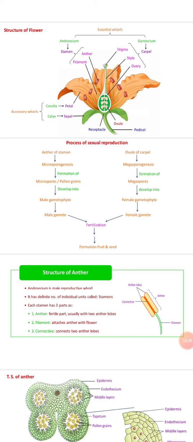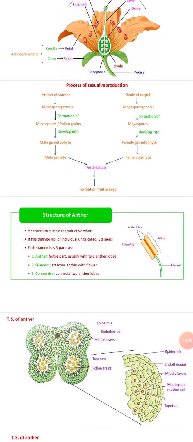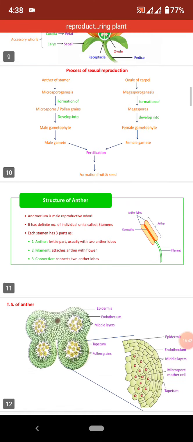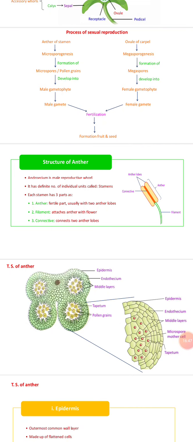From the androecium we get the pollen grain as the male gametophyte. From the gynoecium we get the female gametophyte in the form of the ovule. Then how exactly the process of sexual reproduction takes place in the plant, that's what we are going to see. As we have seen, the anther is the cap-like structure. If you observe the anther carefully, you must have seen its structure: the connective is present, and two different anther lobes are there.